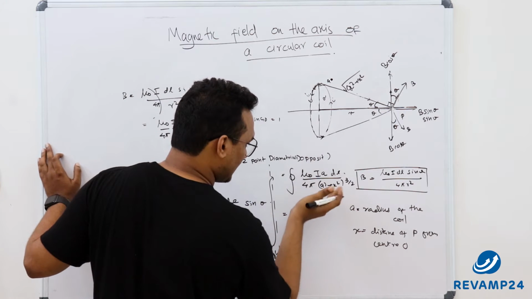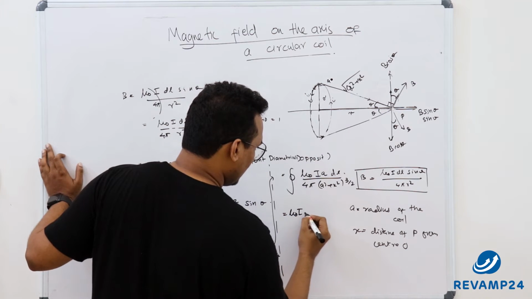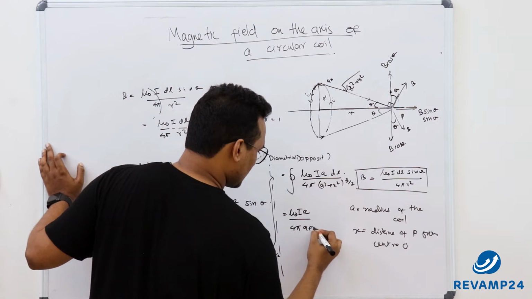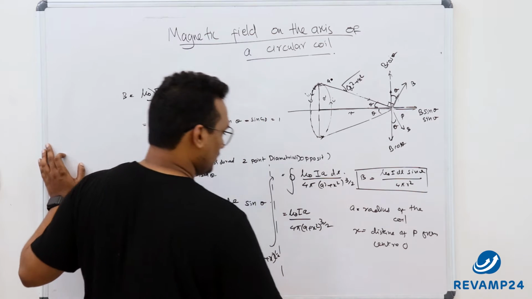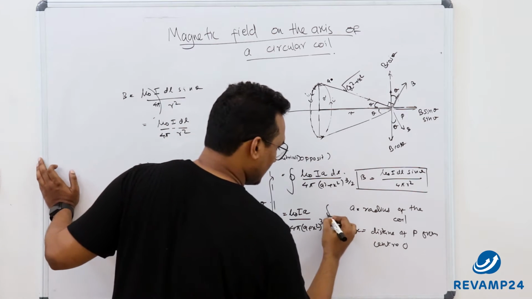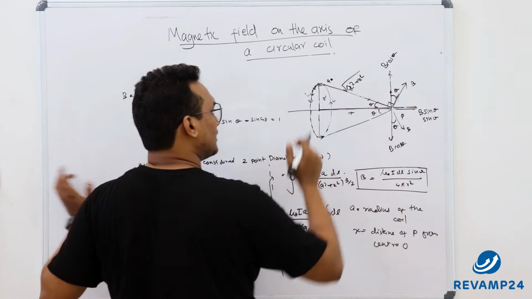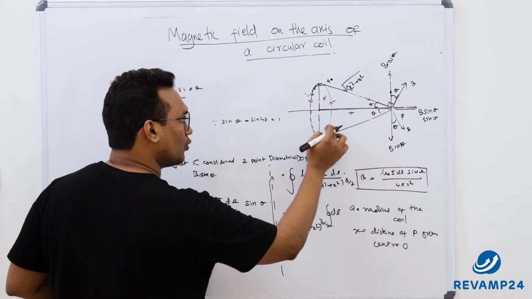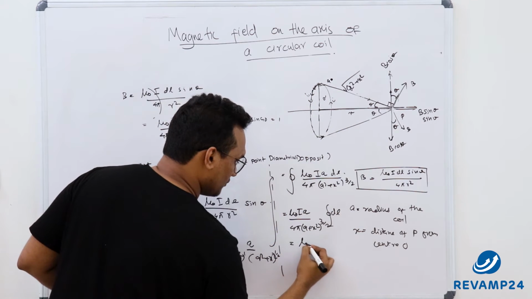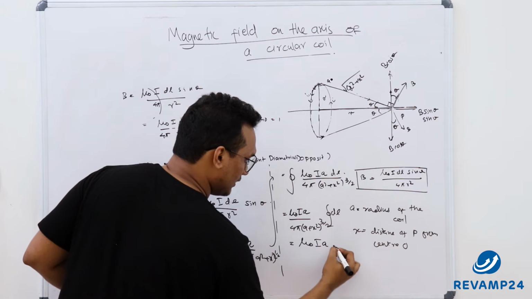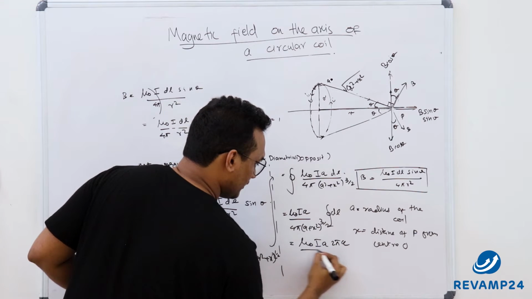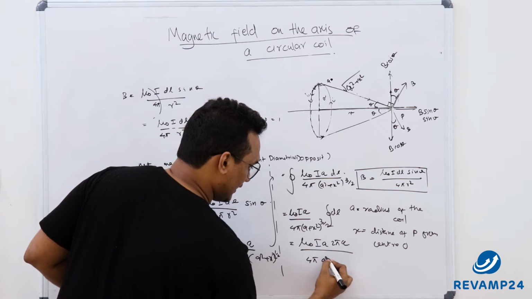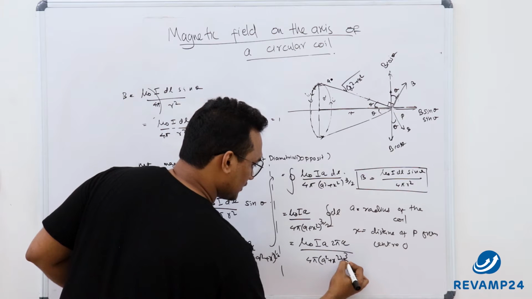Now I can take the common terms: mu0, I, a and 4 pi are common. These are constants, with the power 3 by 2. I have taken all these out and have only the integral of dl. If I add all the dl, that is nothing but the circumference, right? So integral dl will be 2 pi a, if a is the radius. So mu0 I a into the integral of dl, which is 2 pi a, divided by 4 pi into a square plus x square the whole power 3 by 2.